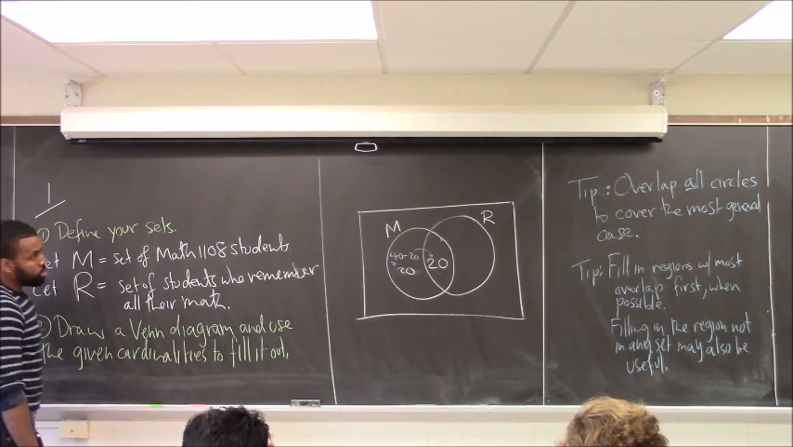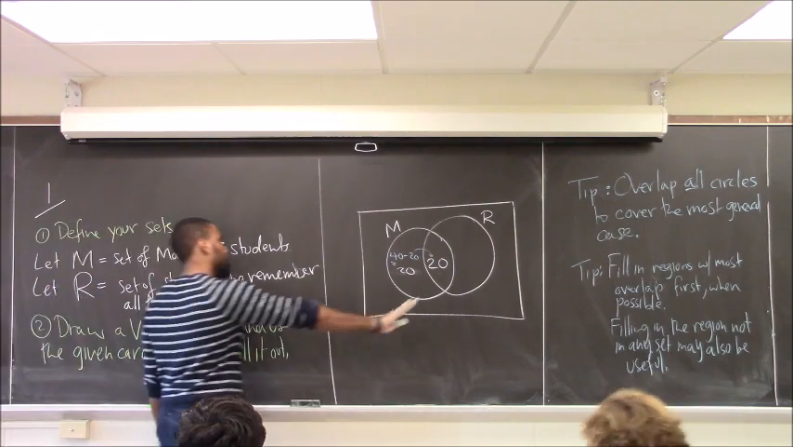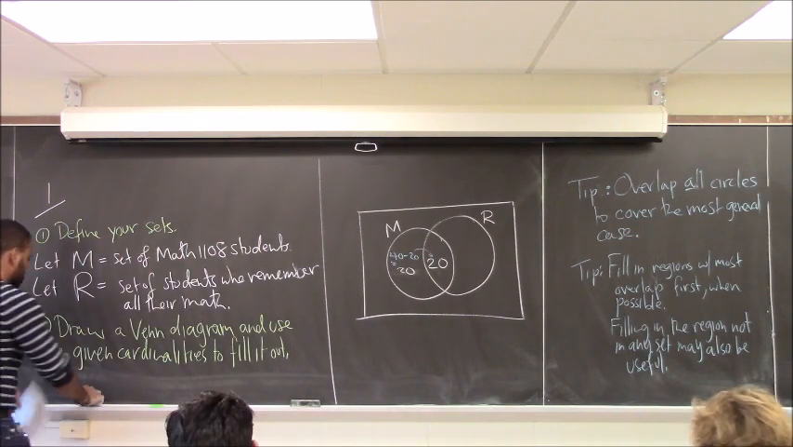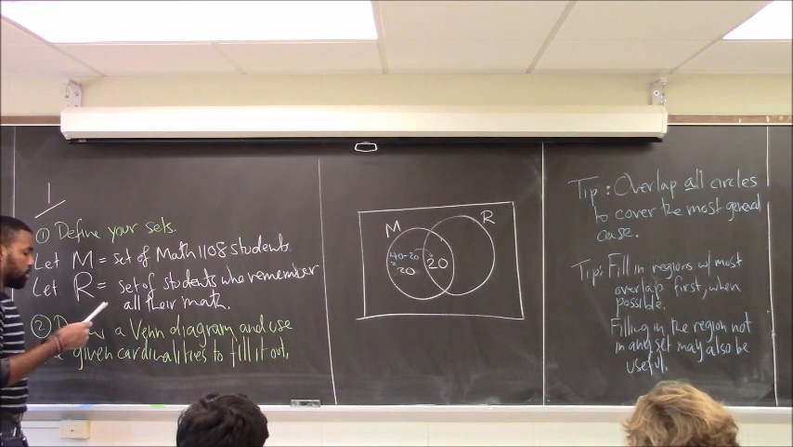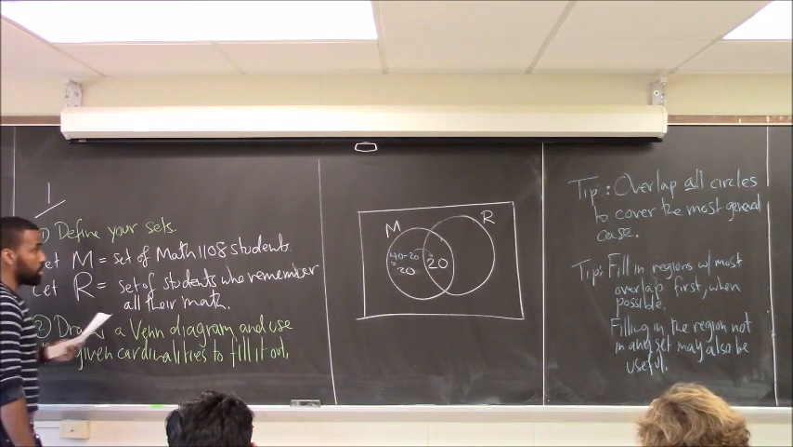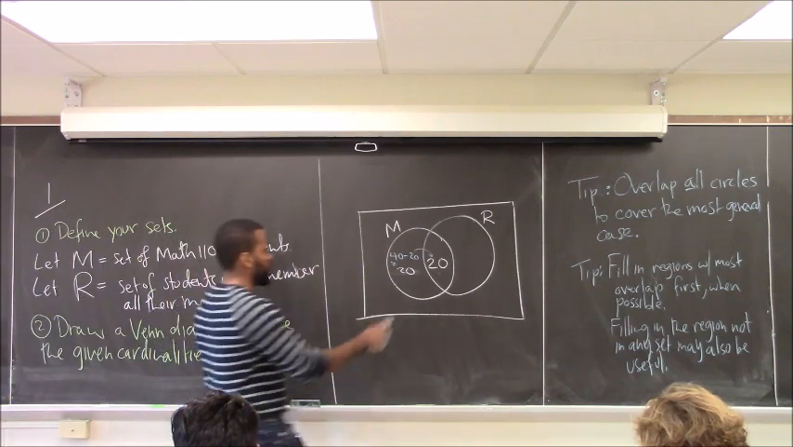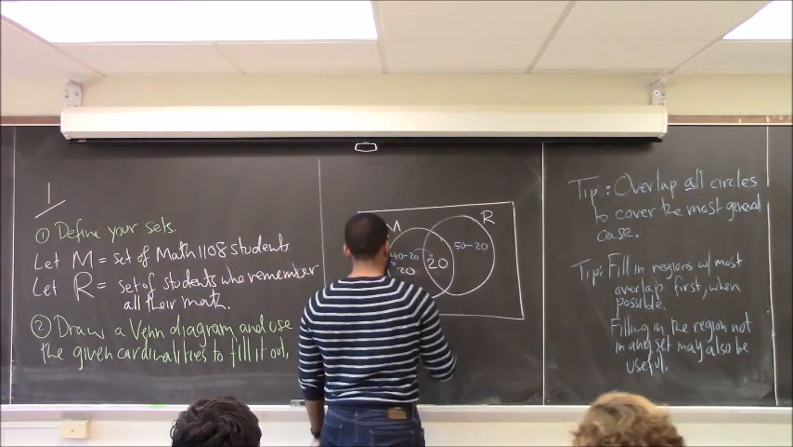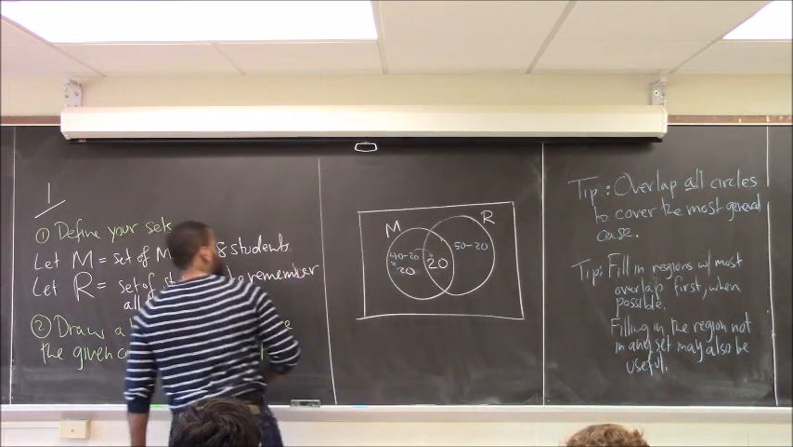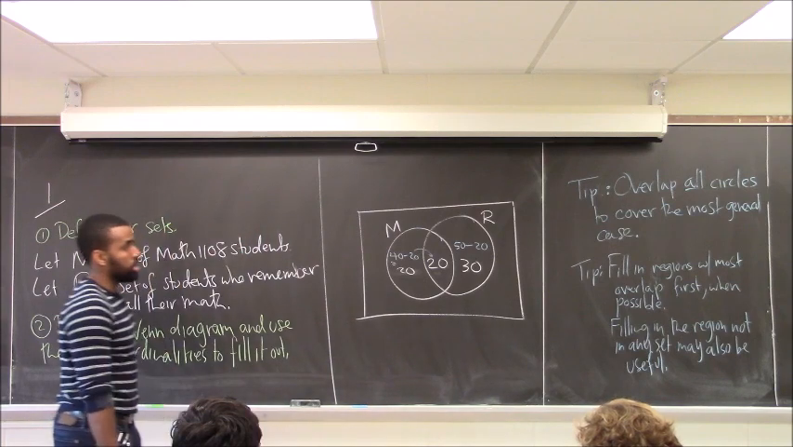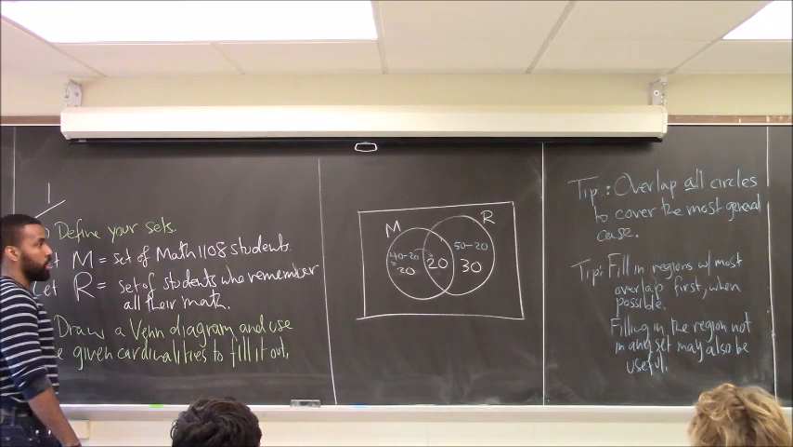So of the 40 people in the M circle, 20 of them are also in the R circle, and 20 of them are outside the R circle. Now what do I know about the R circle? There are 50 students who remember all the math they've ever done. So if 20 of them are in this part of the circle, there must be 50 minus 20 in the other part. This is going to be 30 people.